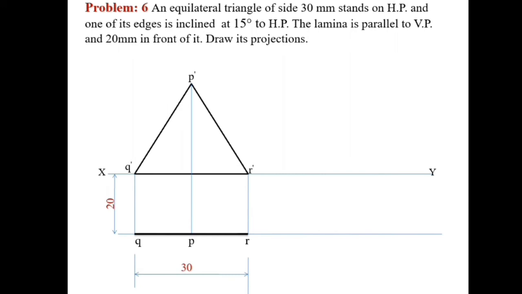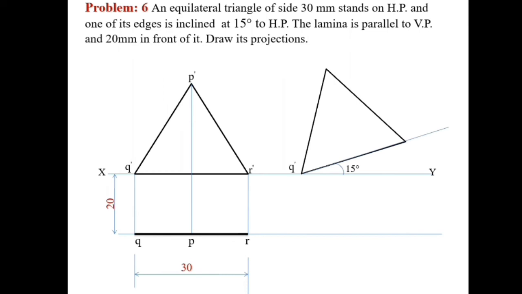So any one of the edges of this equilateral triangle is at 15 degrees to HP. So it is the HP inclination theta. Take a 15 degree angle above the XY reference line, then draw the same triangle. You will copy and paste it here on the 15 degree inclination.